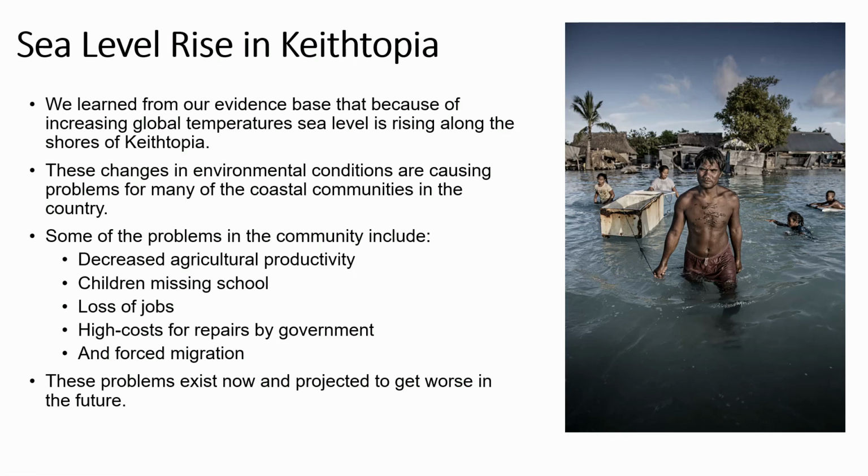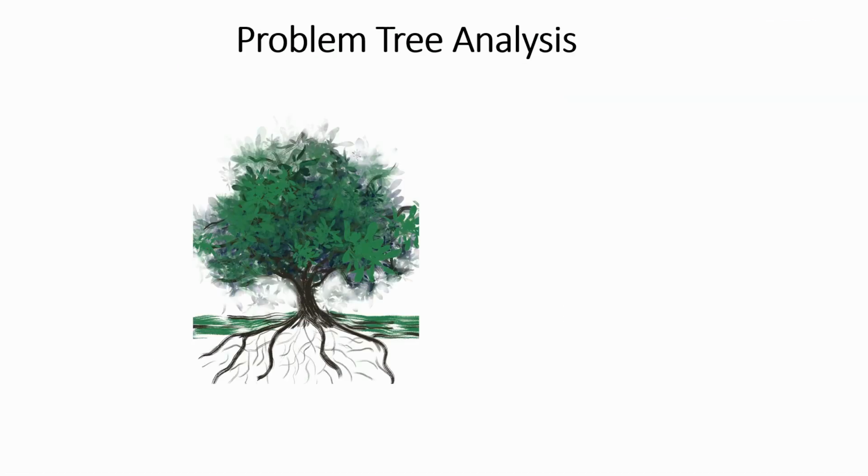So the way that we're going to do this after our evidence base is we're going to use a problem tree analysis. And we've already gone over this in the self-guided tutorial and also the introductory video for this module. But let's look again at problem tree analysis. Again, here you can see a beautiful tree, and I think it's a deciduous tree.